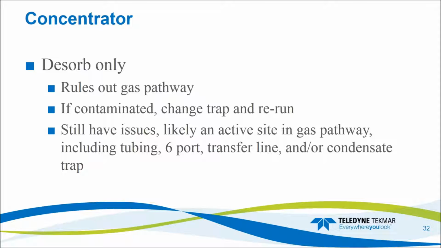And first and foremost, we want to do a desorb only. So we would just go into our software, step directly to desorb, run, and see what we get. If everything looks clean, then that's going to rule out our gas pathway right out of the gate, and then we know that we're looking at the liquid side of things. If we see the contamination, then change the trap and rerun. If you still see the contamination, then you're probably talking about an active site, and again, just like with the Headspace, you're looking at cleaning and or possibly replacing the transfer line, the 6-port valve, and any associated tubing.